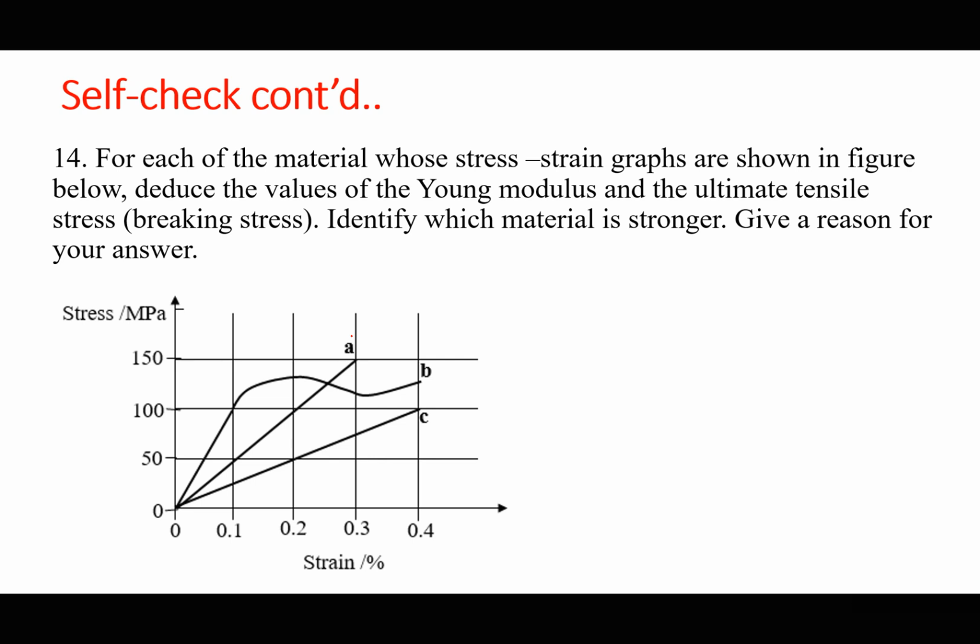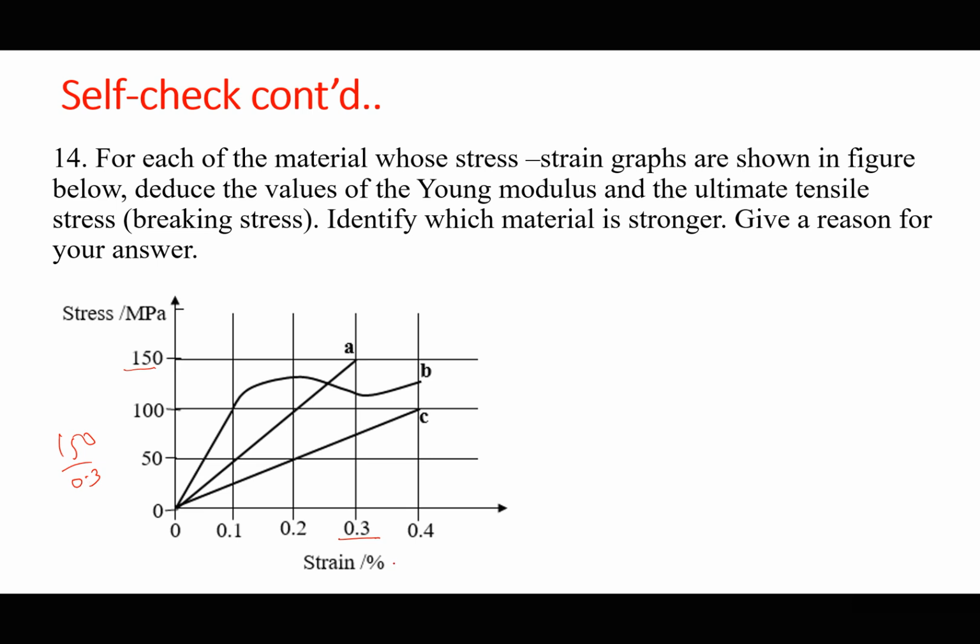And they said deduce the values of the Young modulus and the ultimate tensile stress, or the breaking stress. So for A, the Young modulus is the gradient of the graph, which is 150 divided by 0.3. For a straight line, the Young modulus is the gradient. So we have 150 divided by 0.3.